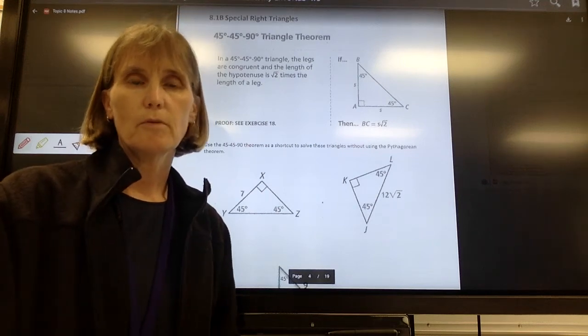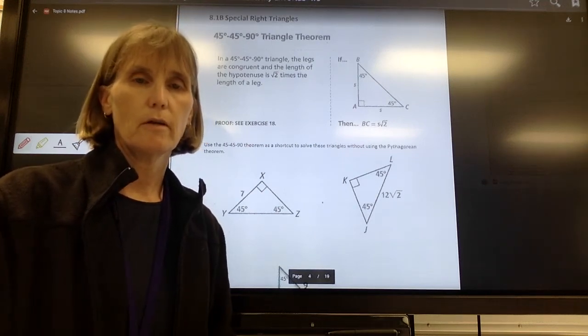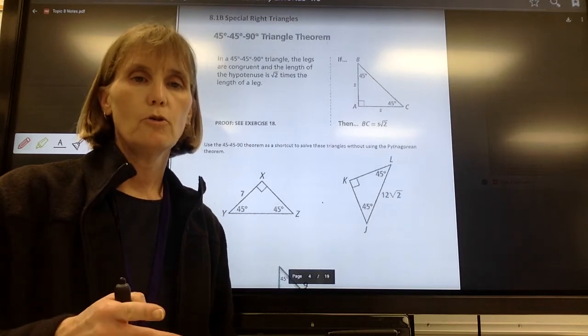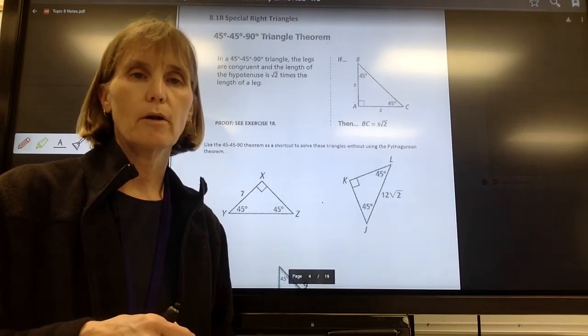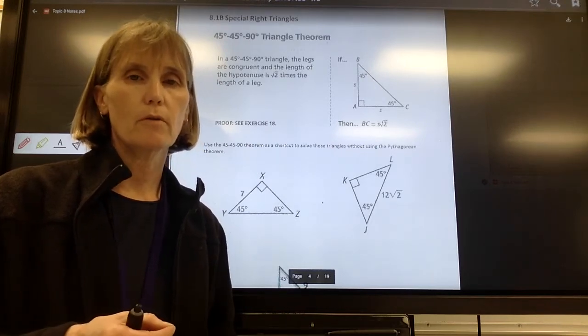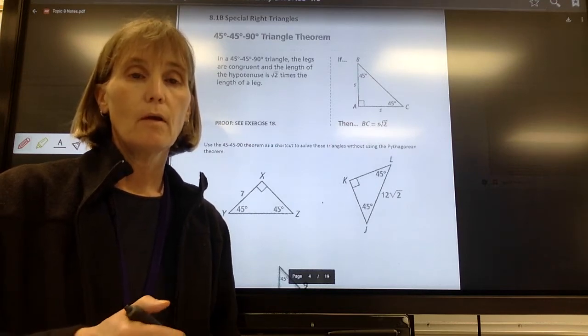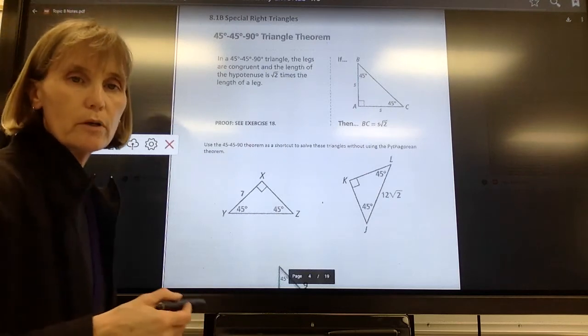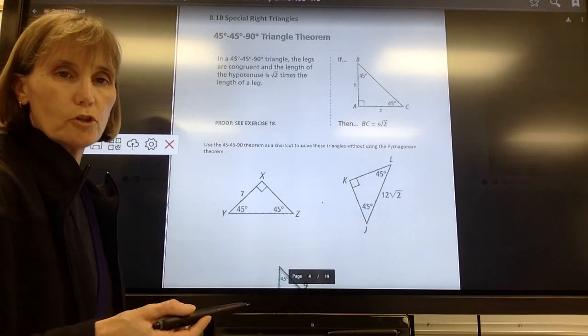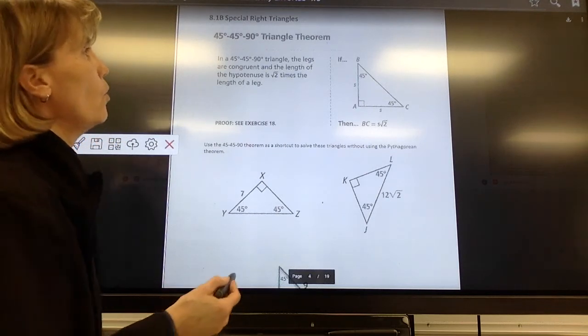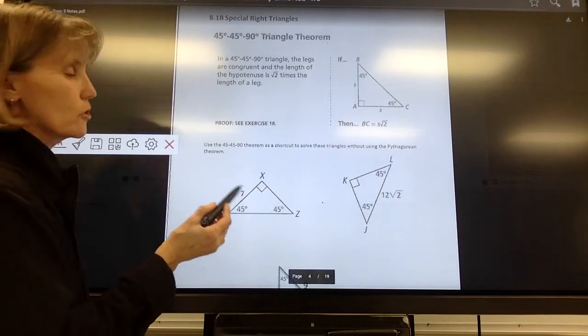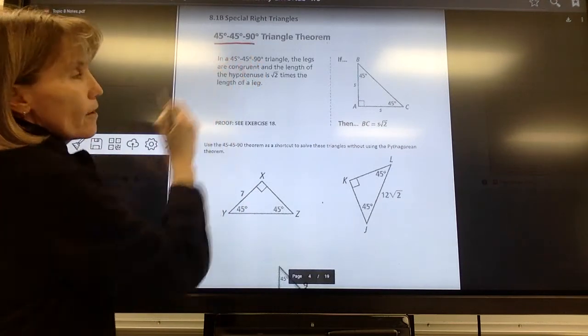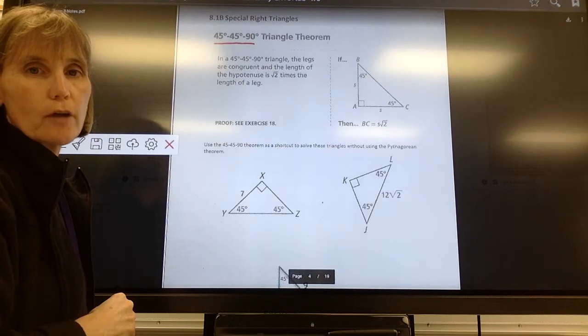All right, we talked about using the Pythagorean theorem yesterday, and when we know two of the three sides of a right triangle, we can use the Pythagorean theorem to find the missing side. But we have some special cases, some special triangles, where we don't need to know two of the three sides. One of those special situations is the 45, 45, 90 degree triangle.